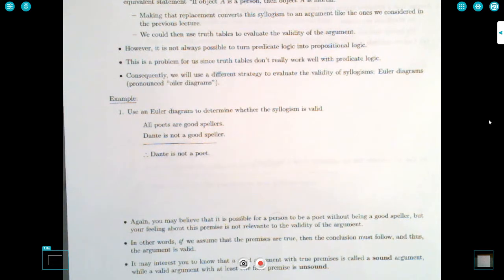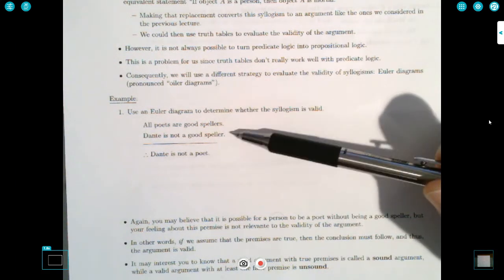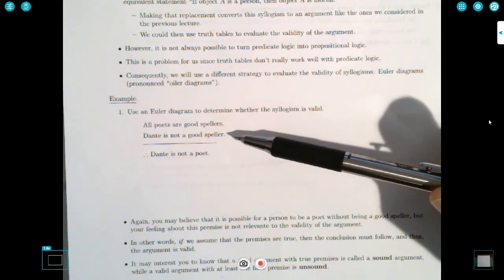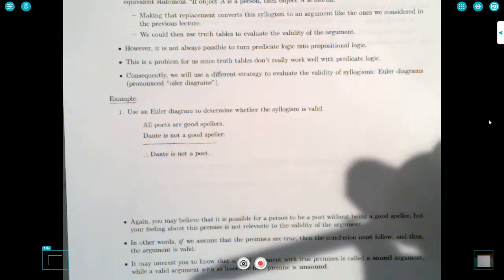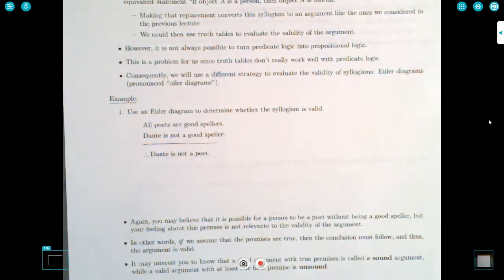So example 1 says, use an Euler diagram to determine whether the syllogism is valid. Okay, and the syllogism that we're given says, all poets are good spellers. Dante is not a good speller. Therefore, Dante is not a poet.